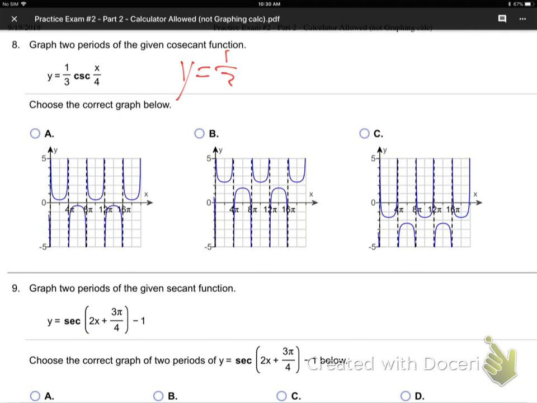So y equals 1/3 cosecant of x over 4. Same deal: grab the inside, grab what's in the toaster, and put it between the normal cosecant boundaries, and solve for x.